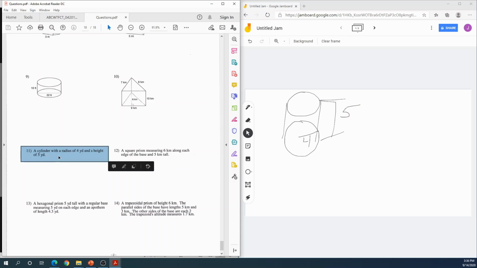So going back to our equation for volume of a cylinder, we get volume is equal to 0.785 times our diameter squared, which is going to be 4 times 2, times our height, which is 5. We'll do our 2 times 4 first, we'll square that, and then multiply it by 5 and 0.785. We get 251.2 cubic yards.